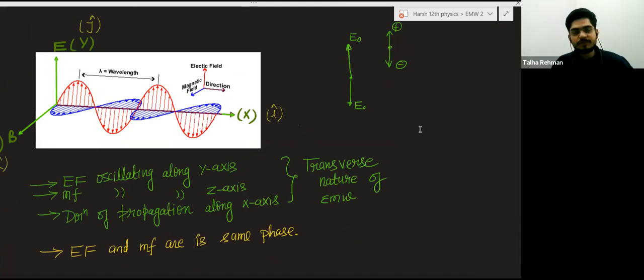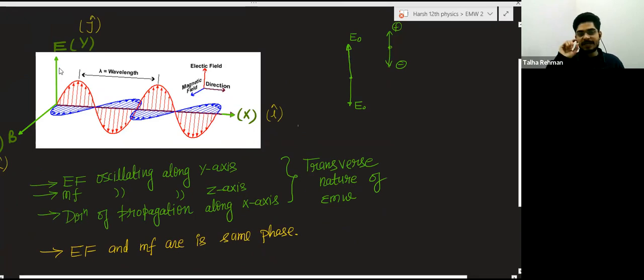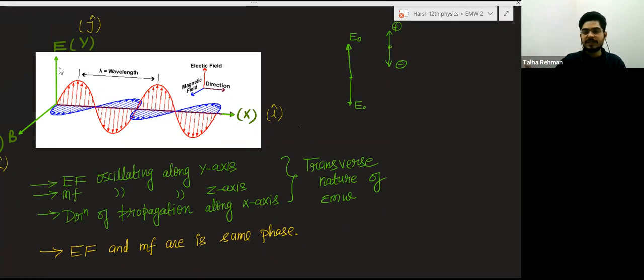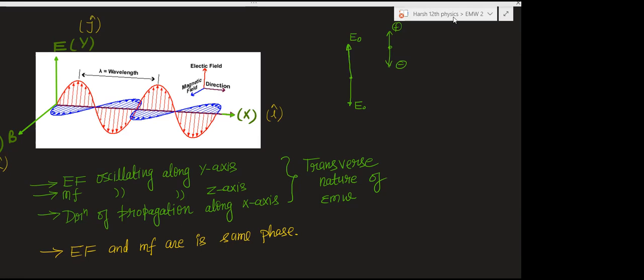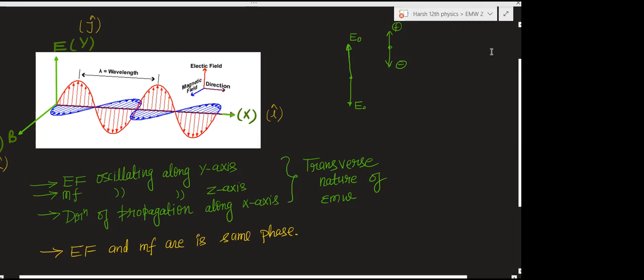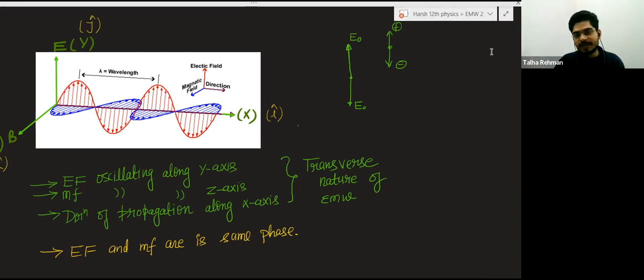So electric field, I have assumed that is oscillating along the y direction, and I have assumed that the magnetic field is oscillating along the z direction. But this can be changed according to the equation. Somewhere you can find that electric field is oscillating along the z direction or x direction. So this is not mandatory. The equation of the electric field and the magnetic field can change.